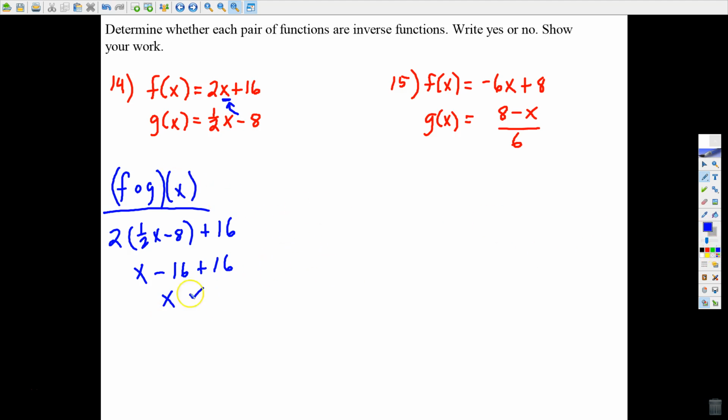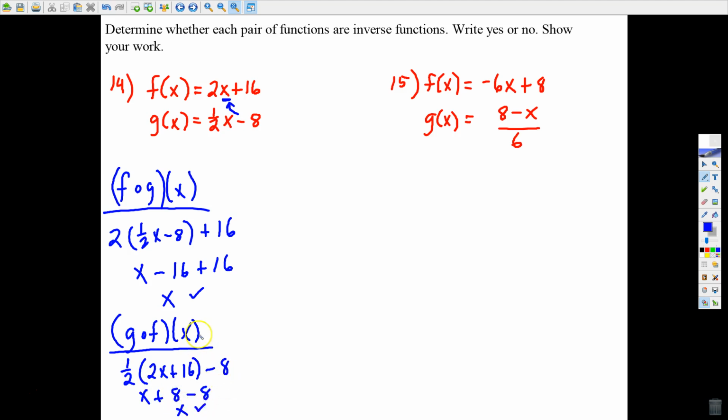And now let's go the other way because we still don't know for sure if they are inverses. So let's do the g of f of x composite. This time the f function will be an input into the g. 1/2 times 2x plus 16 minus 8. Distributing 1/2, we get x plus 8, bring down minus 8, and we get x. So we got x when we did both composites. So these are inverses. My answer for number 14 is yes.